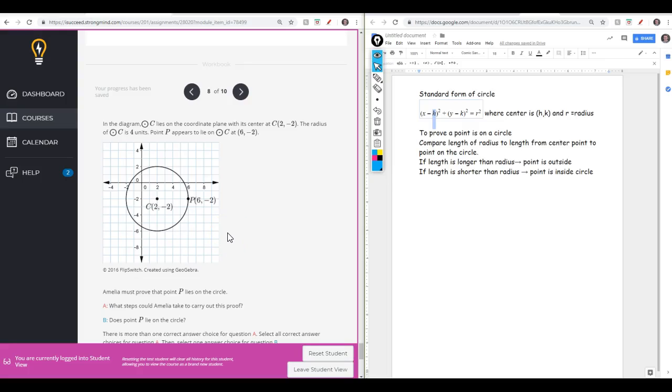In the diagram, circle C lies on the coordinate plane with its center at C (2, -2), and the radius of circle C is 4 units. Point P appears to lie on circle C at point (6, -2). Amelia must prove that the point P lies on the circle. What steps could Amelia take to carry out this proof?